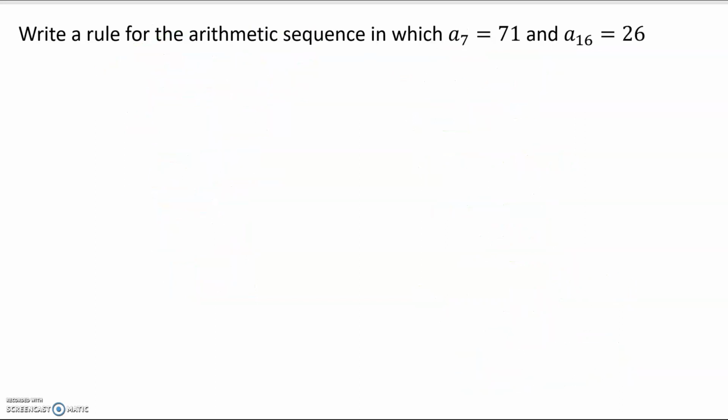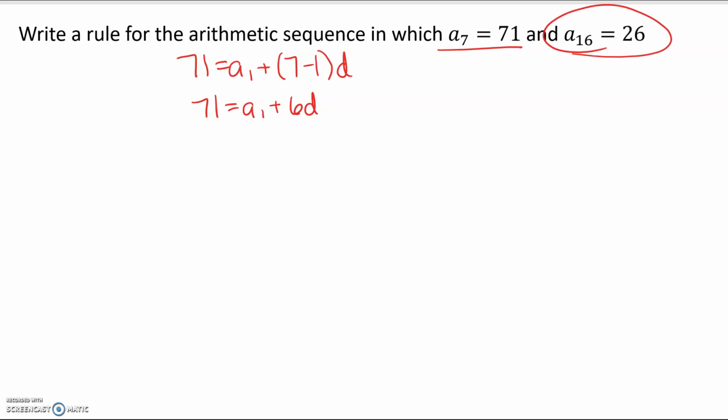Okay, for our last example, we're going to do one more of those. So remember, you are writing an equation using each of these pieces as information. So I know that my 7th term is 71. So I'm plugging all of that in. I'm going to simplify this. So I have 71 equals my first term plus 6D.